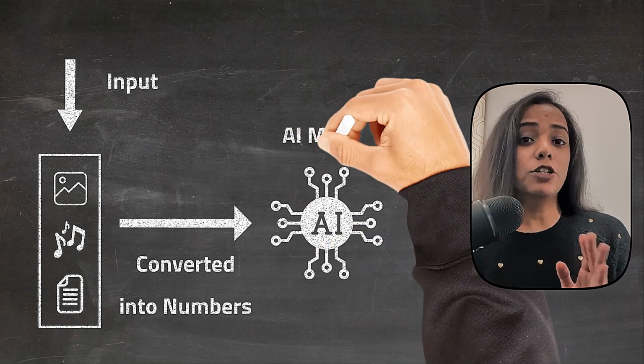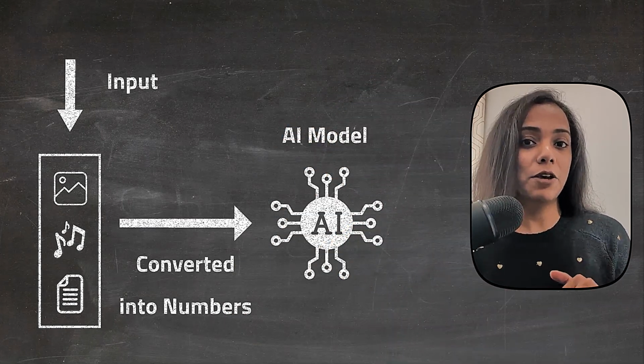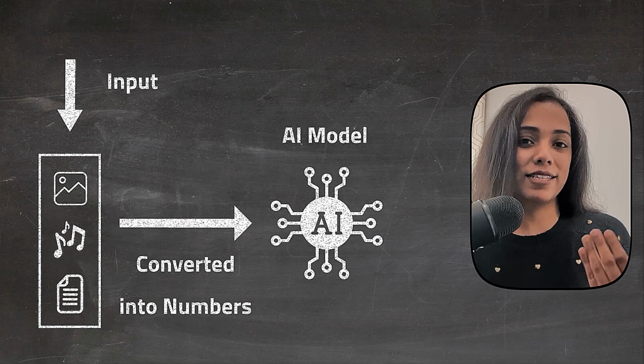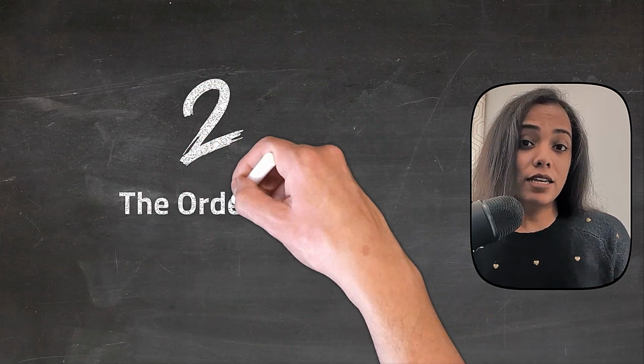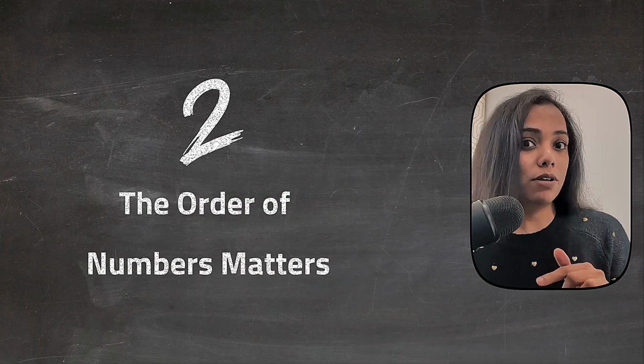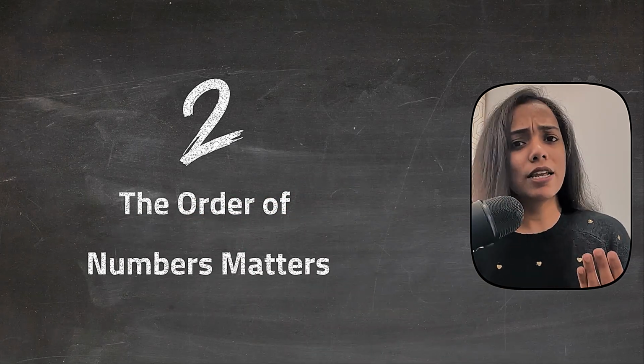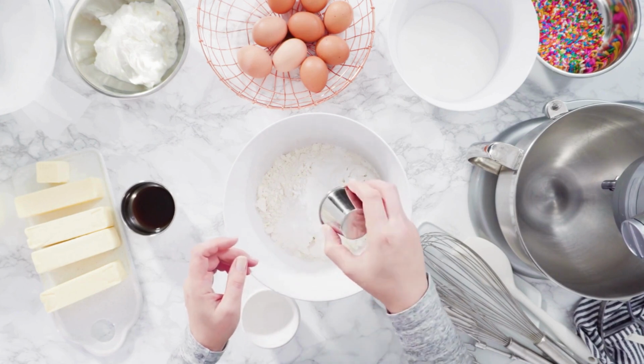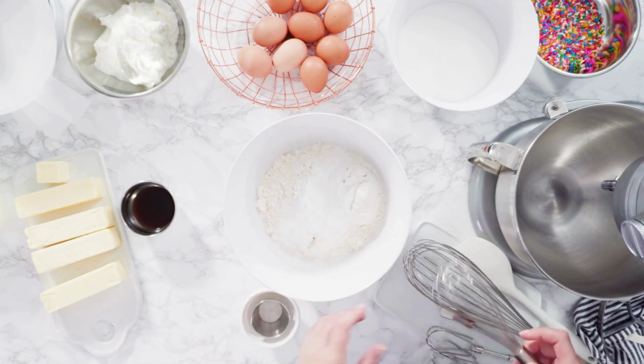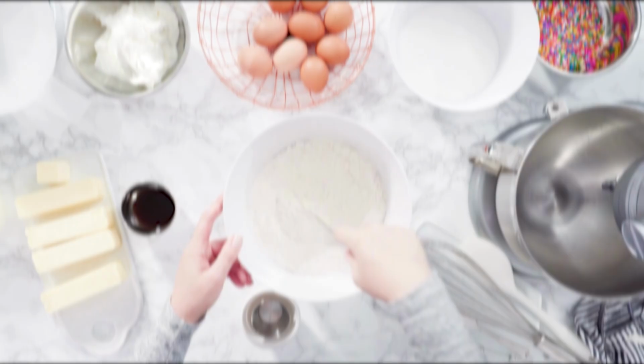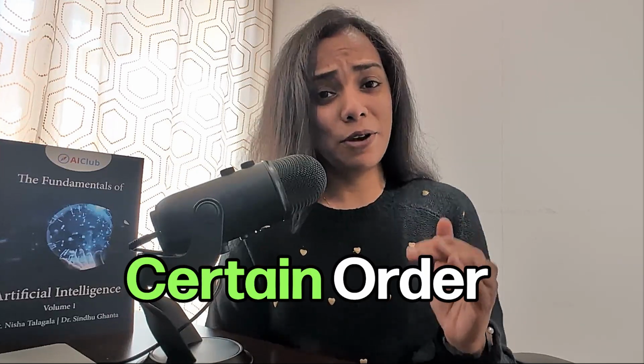Everything is converted into numbers behind the scenes before it is provided as an input to the model. The second is that the order of these numbers matters. Just like you cannot bake a cake by throwing in random ingredients in random order, there is a certain order in which you need to mix things in order to bake the cake. Similarly, there is a certain order in which you're supposed to provide the model with this information.